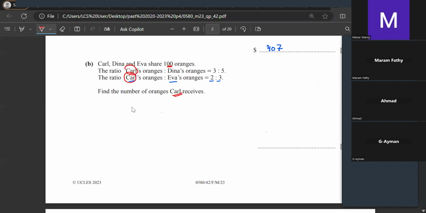So I will put Carl here, then the first one between Carl and Dina, I will make it Dina and Carl. Then the second one between Carl and Eva, so I will write Eva here. I will write the first ratio here and the second ratio here. The first ratio is given between Carl to Dina, 3 to 5. But I want to write it Dina to Carl, so I will write 5 to 3. Till now, any problem? Then the second line, Carl to Eva, 2 to 3.